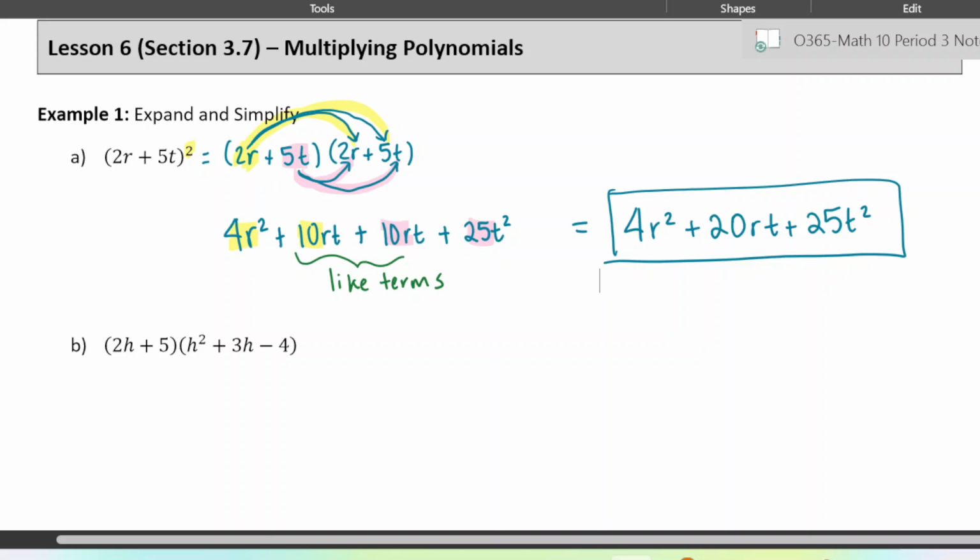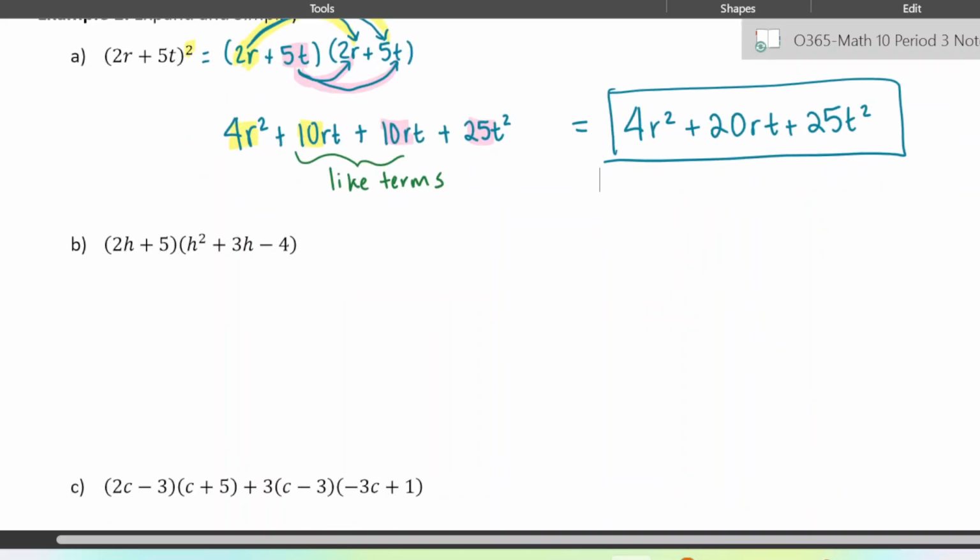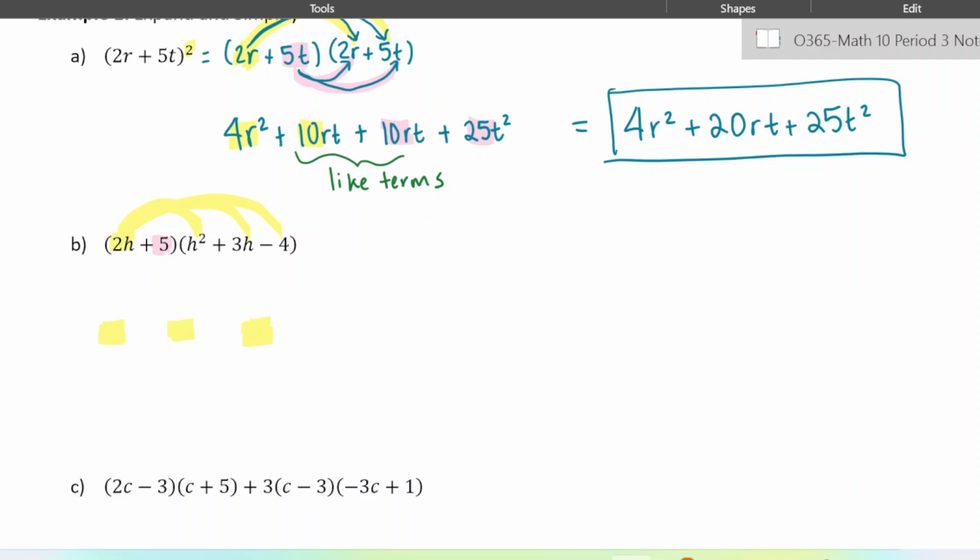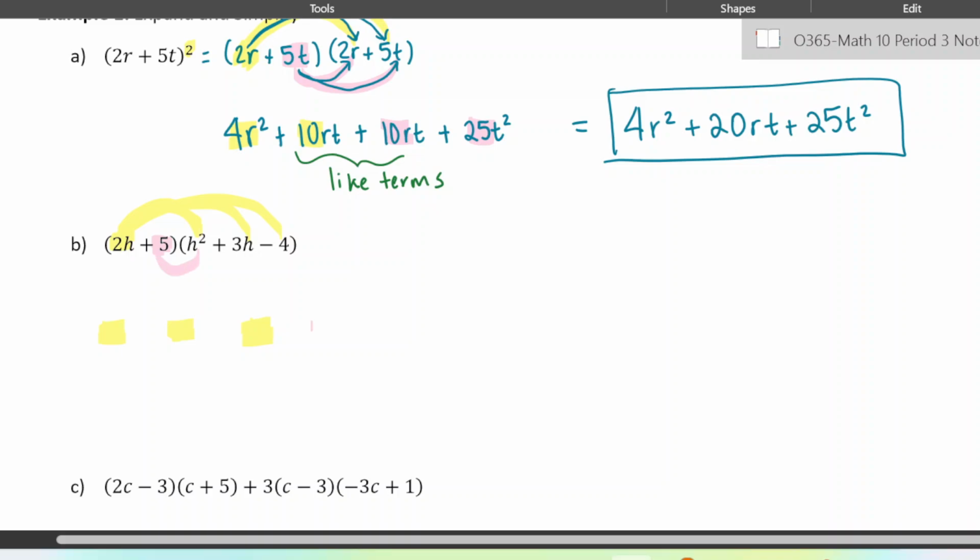Okay, next question. This one involves a binomial that we're multiplying with a trinomial. Okay, so I'll use colors again to show you how the foiling works here. So we're going to take each term in the first bracket and make sure it gets multiplied to every single term in the second bracket. So this 2h is going to get multiplied with the h squared, the 3h, and the negative 4. Okay, and then same with the 5, it's going to get multiplied with the h squared, the 3h, and with the negative 4. So I'm going to end up with 6 terms in my expansion.